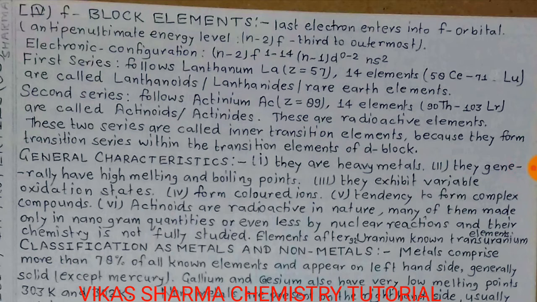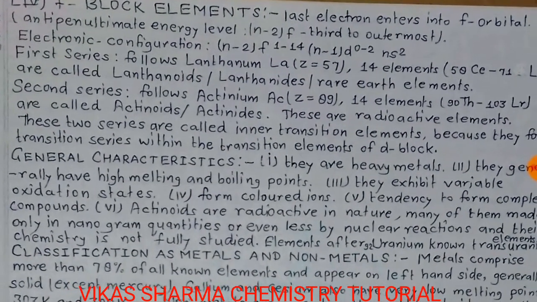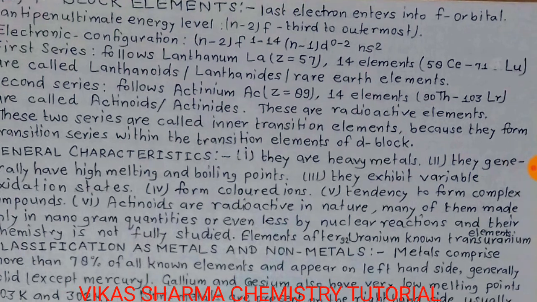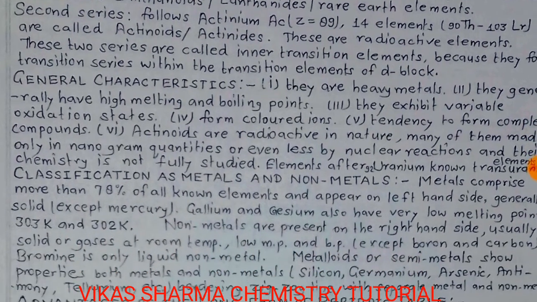The first series follows lanthanum: 14 elements, from 58 cerium to 71 lutetium, are called lanthanides. Lanthanides are rare earth elements. The second series follows actinium, Z89: 14 elements, from 90 thorium to 103 lawrencium, are called actinoids. Actinoids are radioactive elements. These two series are called inner transition elements because they form transition series within the transition elements of D block.